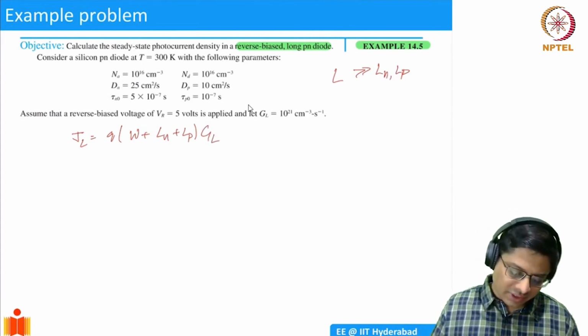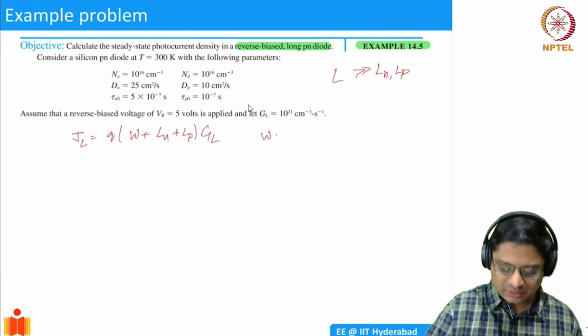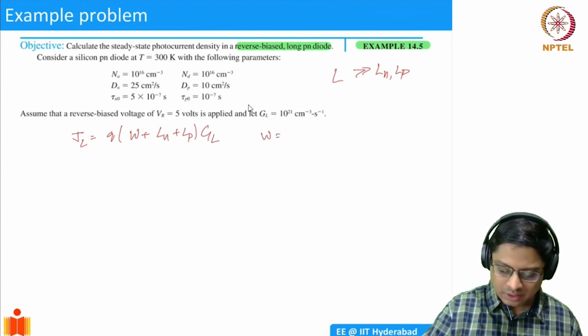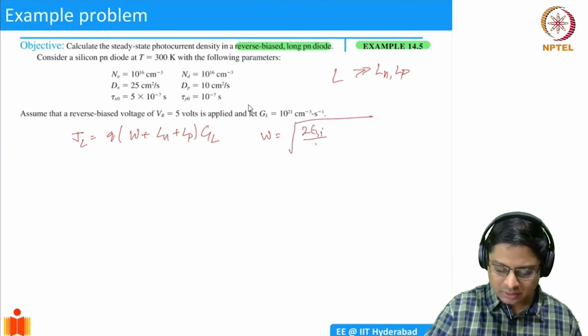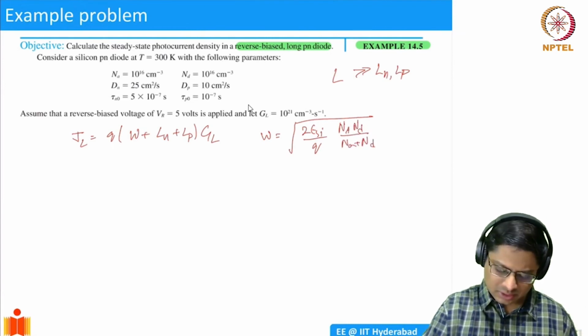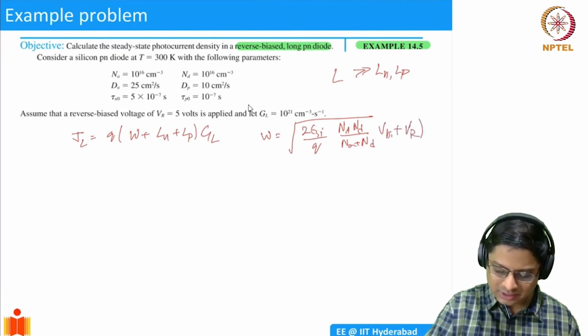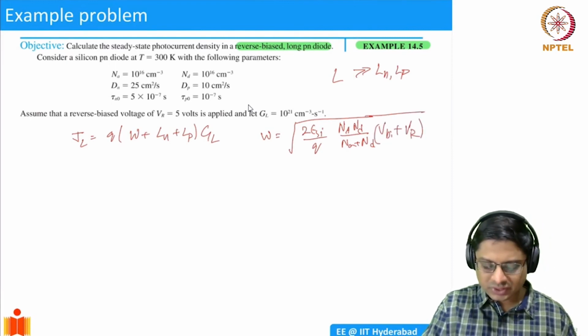So how do you calculate the width? Well, we know the width of the junction, right? For a PN junction, in the PN junctions we have done, W = square root of 2 epsilon silicon by Q, Na Nd divided by Na plus Nd, times the built-in voltage. In this case, we are reverse biasing, so let's say some reverse bias. Okay. So this is the width of the junction.